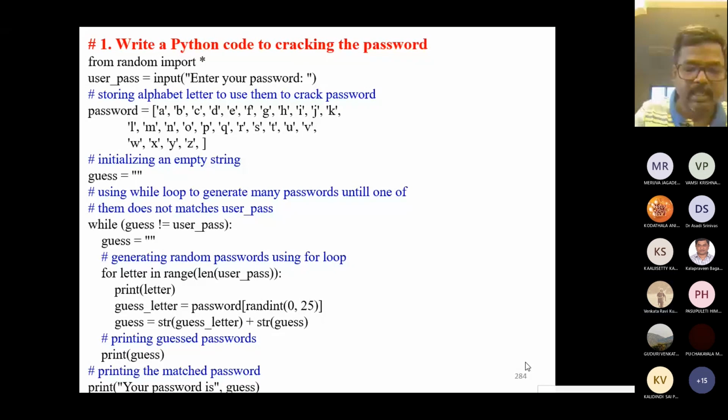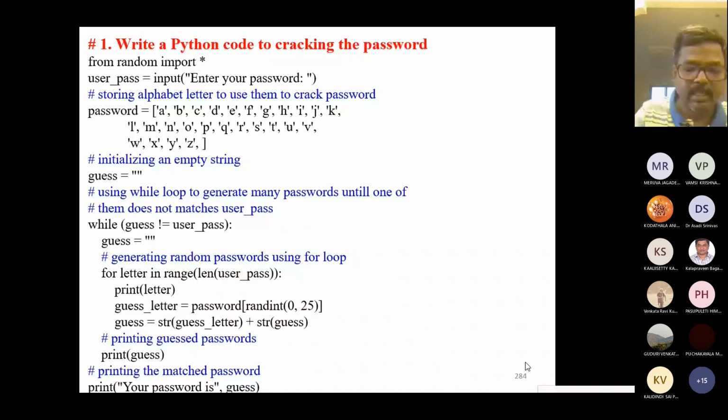Then initializing an empty string called guess. Then using a while loop to generate many passwords until one of them matches your password. I am checking the combination: while guess is not equal to user password, then generating a random password using a for loop. The for loop generates the password, and then I print the guessed password, print guess.